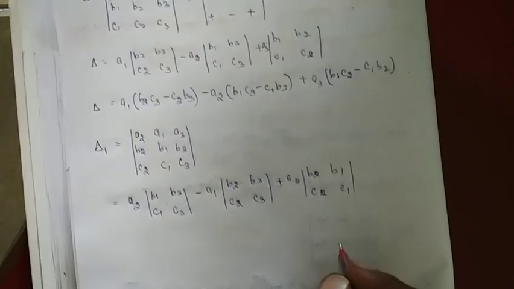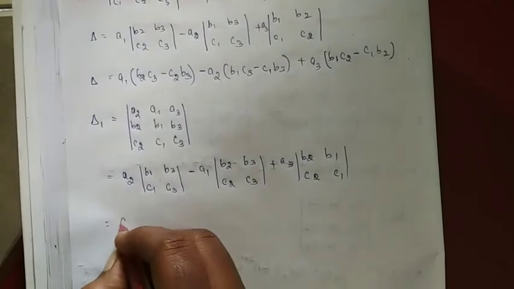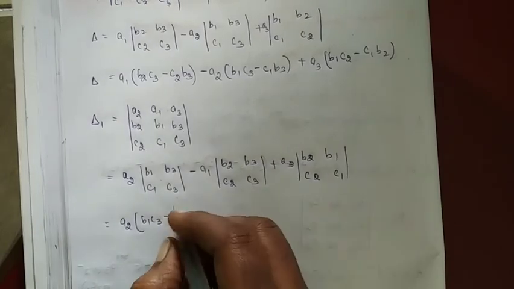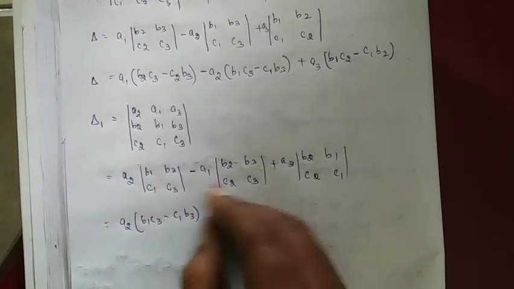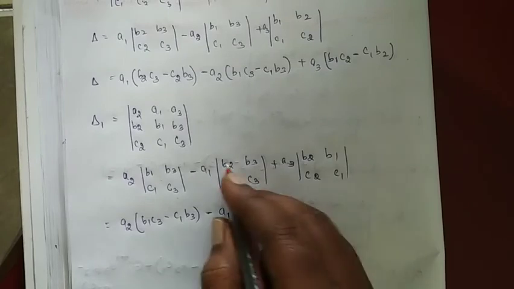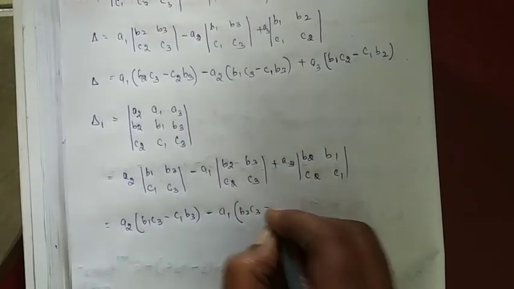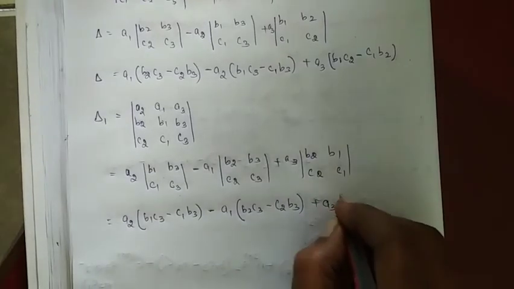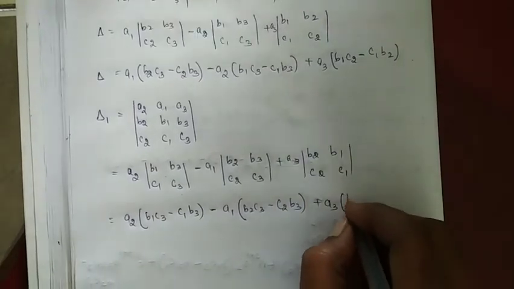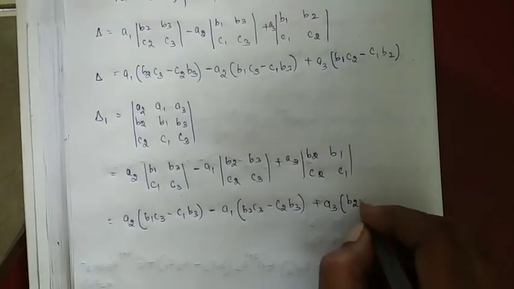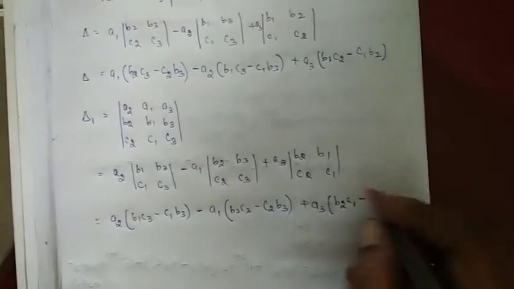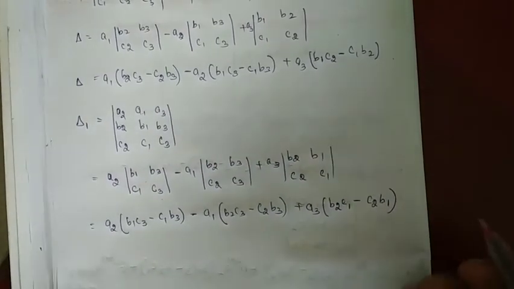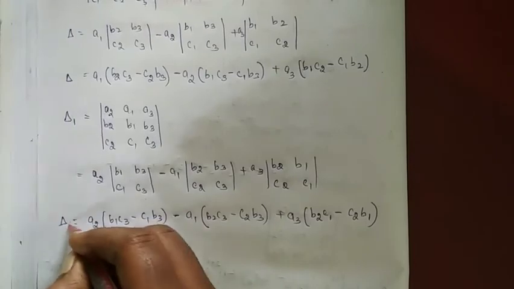Now this is equal to a2 of, now see multiply b1 c3 minus c1 b3. Next is minus a1 of, multiply this b2 c3 minus c2 b3, plus a3 of, next multiply b2 c1 minus, next multiply c2 b1. Now see, this is my determinant 1.